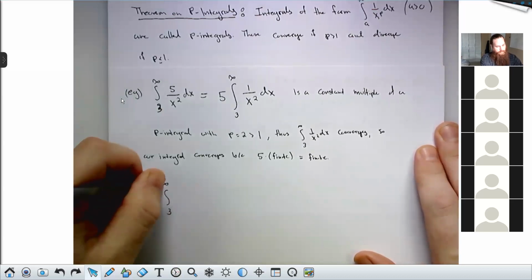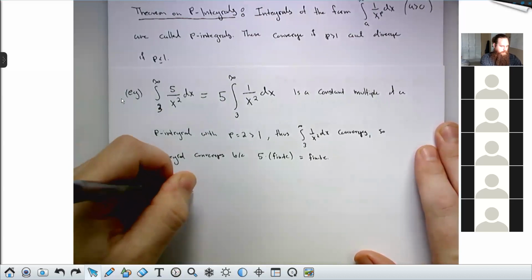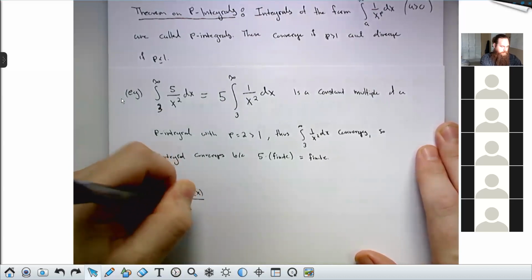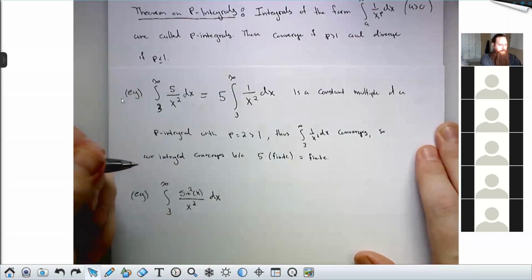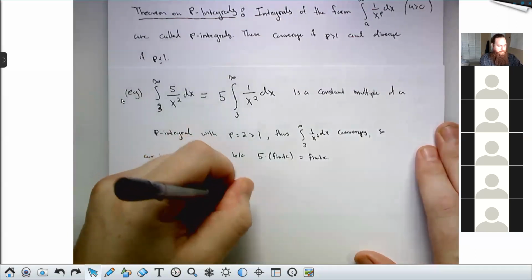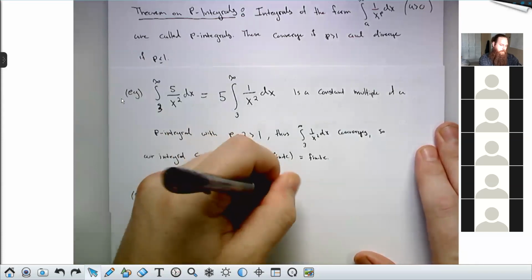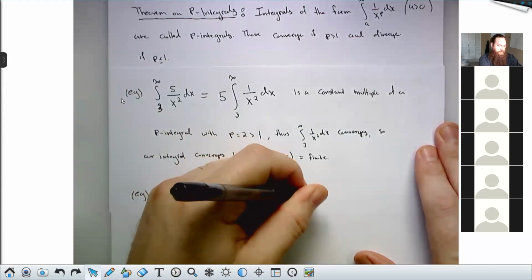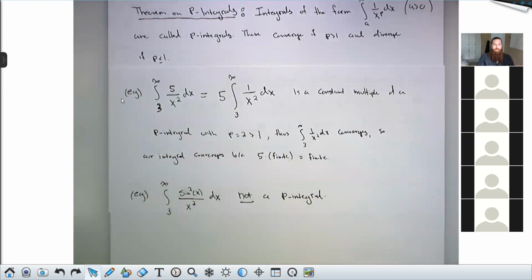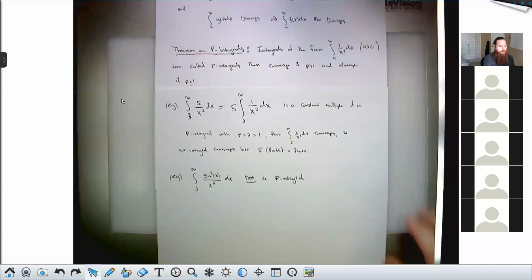Let's look at this guy, the integral from 3 to infinity of sine squared x over x squared. This is also definitely not a p integral. But there's something kind of p-integral-ish about it. The x squared downstairs makes me think of p integrals. I cannot pop the sine squared out because sine squared is not a constant. Does anybody have any ideas what I could do?